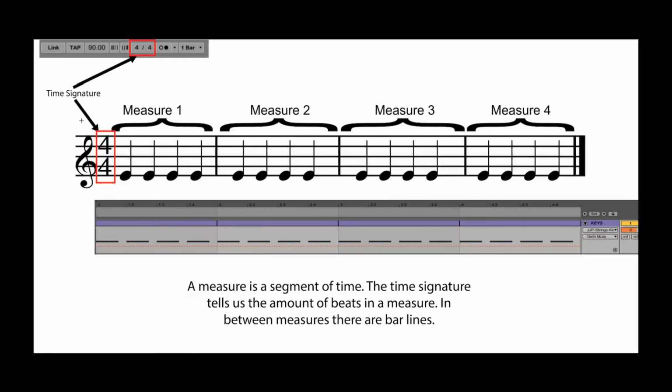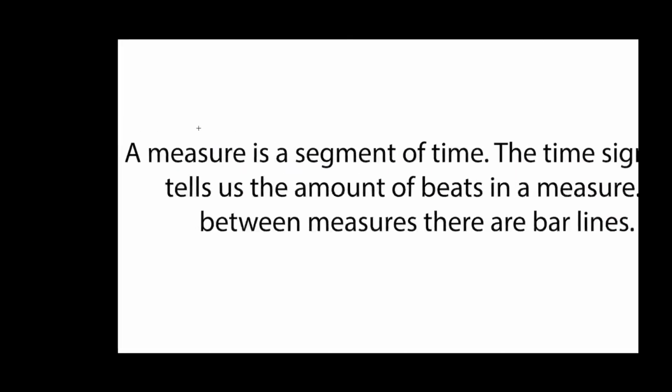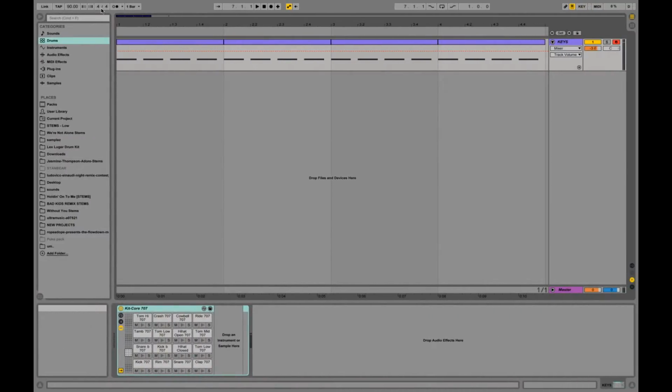Now in Live, our time signature is in the corner here, and you'll see it says 4/4, which means we're in 4/4 time. And if you're curious what that looks like on the screen, it's right up here. You'll see 4/4, and that's our time signature, which means we have 4 quarter notes in each measure. You'll see our first measure here, our second measure here, our third measure here, and our 4th measure here.